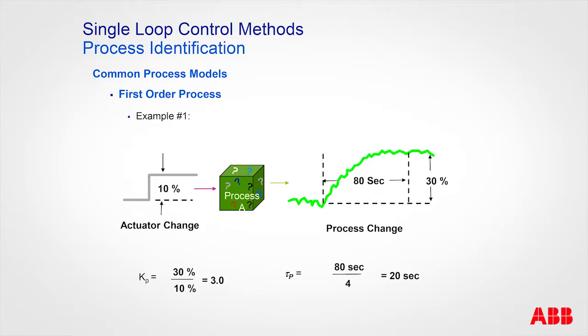So what are the two numbers that define those question marks? Well, it's got a process gain of 3 and a time constant of 20. 30 over 10: the change in the process at steady state, divided by the change in the actuator. 30 divided by 10 is 3. And then how long did it take? The dynamic transition time divided by 4. Okay, and that's 3 and 20.